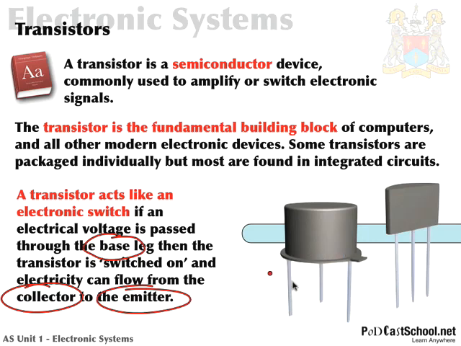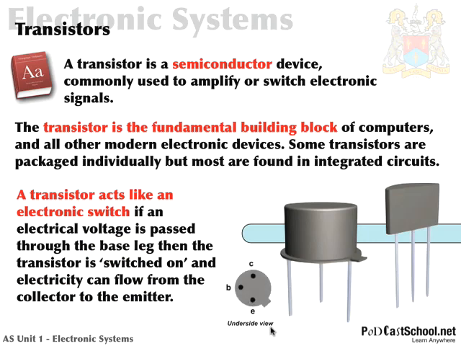So depending on what way we're looking at this, one of these could be the base, one of these could be the collector, and one of these could be the emitter. And I'm going to show you how to recognize each one of those right now. There we go. If you look at this from underneath, then first of all, look, there's a little tab here. You see that on the can? So that's how you recognize that.